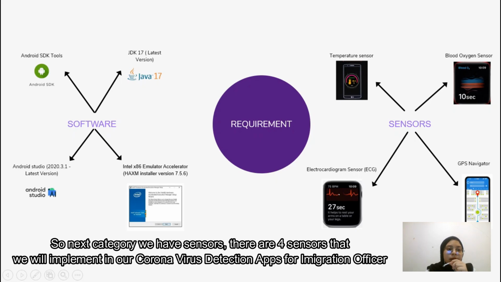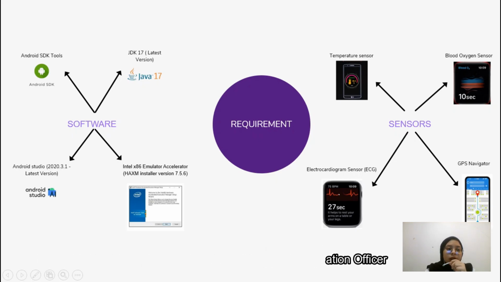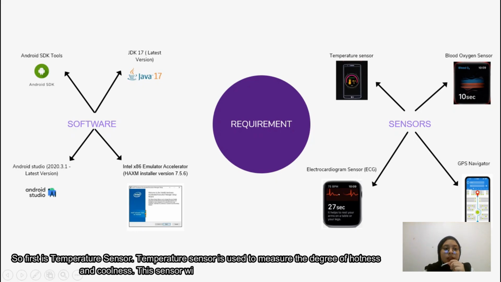Okay, so next category we have sensors. There are 4 sensors that we will implement in our coronavirus detection apps for immigration officer. So first is temperature sensor. Temperature sensor is used to measure the degree of hotness and coldness. This sensor will detect your body temperature.